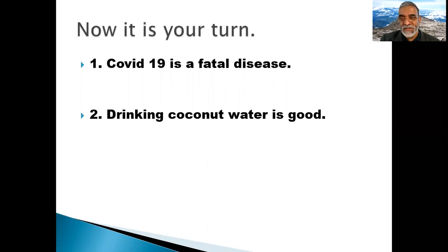Now it's your turn to come up with your thesis statement, not the introductory paragraph. Just come up with the thesis statement for these two sentences. So that means you're going to write two thesis statements, one for the first and one for the second. Please post them in the Google Classroom link I'm going to give you, right?